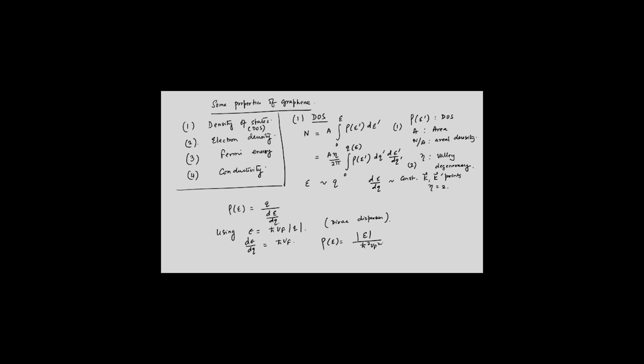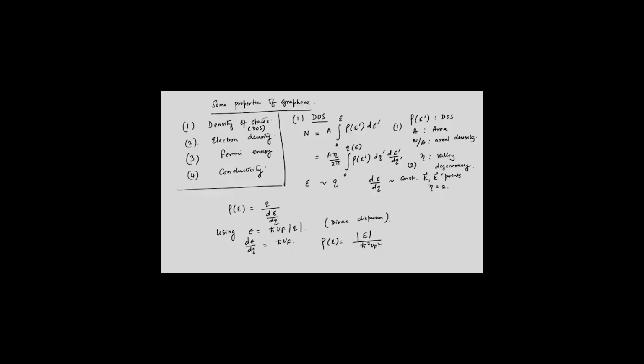This is quite interesting, and it is in contrast with a parabolic dispersion where the density of states is independent of energy, whereas this is linearly a function of energy. And so the density of states really behaves like this. So this is rho of epsilon versus epsilon. The density of states behaves linearly with epsilon.